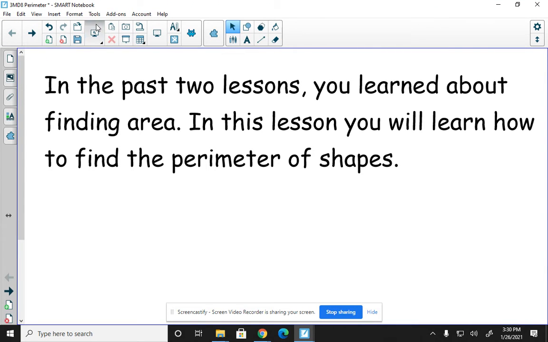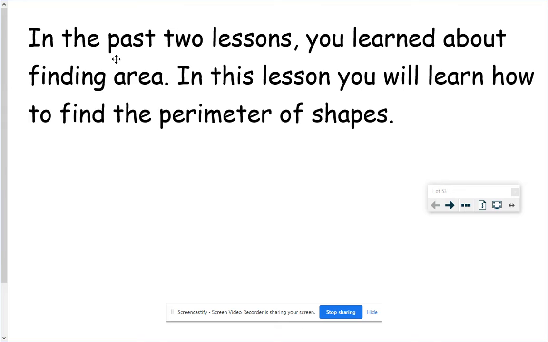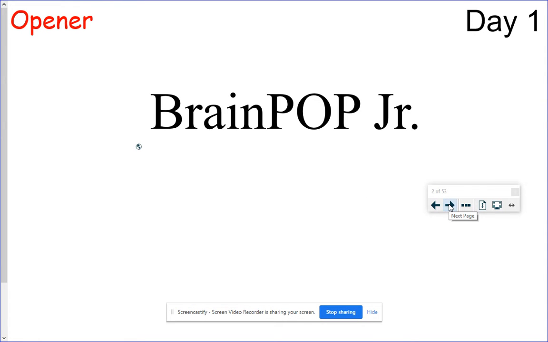Today's lesson is about perimeter. In the past two lessons, we've learned about finding areas. So in this lesson, you're going to learn how to find or measure the perimeter of shapes. We watched a Brain Pop Junior video as the opener. The software won't let me access that and record at the same time, so I'll try to show that to you when you return if you'd like.